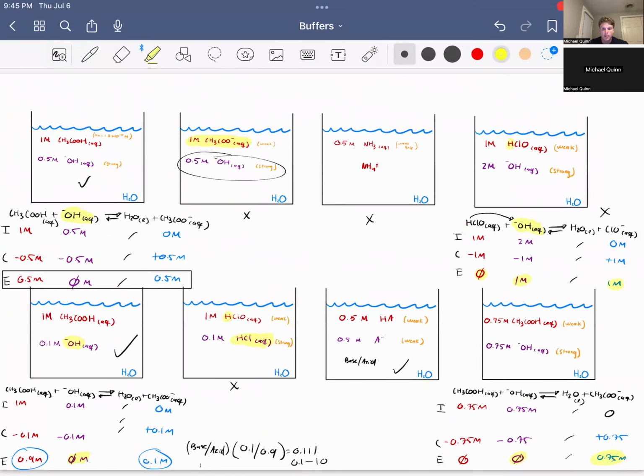So it's really important to be able to go through and analyze a beaker and say, are we running a titration? Do we have a weak acid and its conjugate base, or a weak base and its conjugate acid? And if we run a titration, what's going to be left over in the beaker? And can that leftover beaker meet the requirements of a buffer?